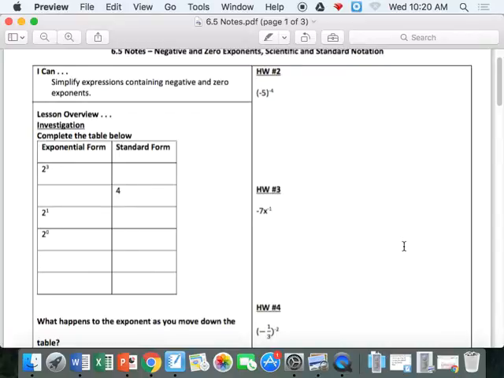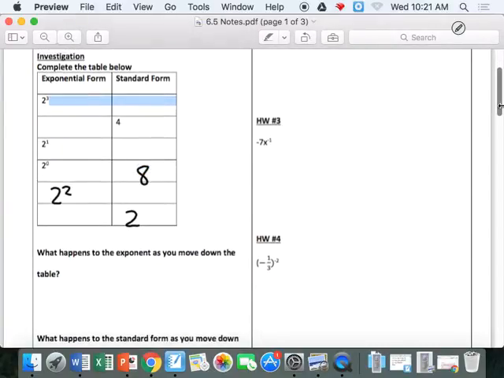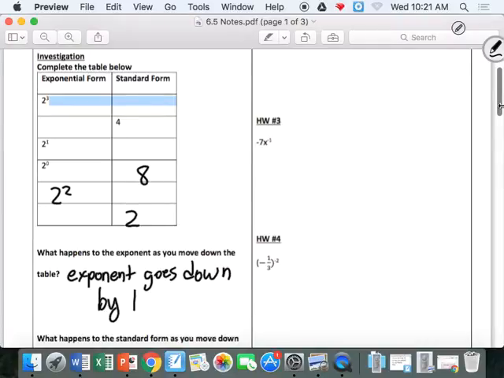All right, so 2 to the third power. What's 2 to the third power? 8. How could I write 4 as 2 to what power? 2 to the second. 2 to the first power is 2. Now, what's happening to the exponent as I go down the table? It's going down. The exponent's going down by how much? By 1. So down here, we're going to put that the exponent goes down by 1. Okay, the exponent goes down by 1. So I'm subtracting 1 from the exponent.